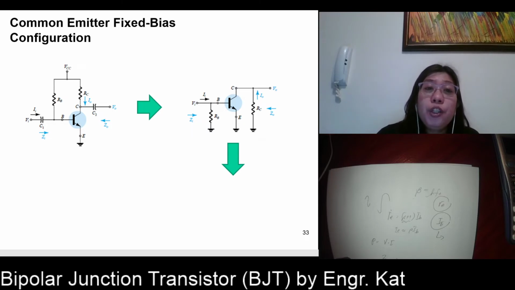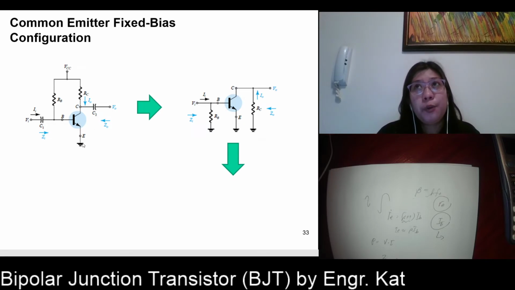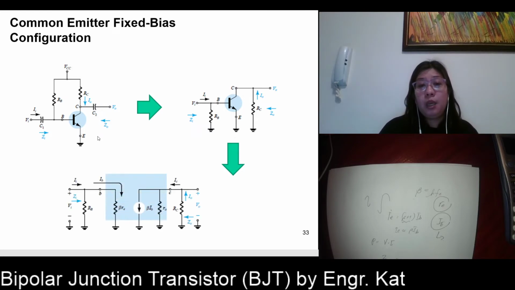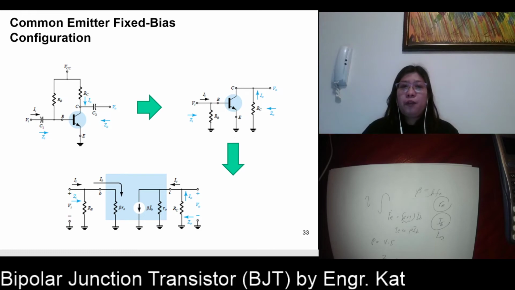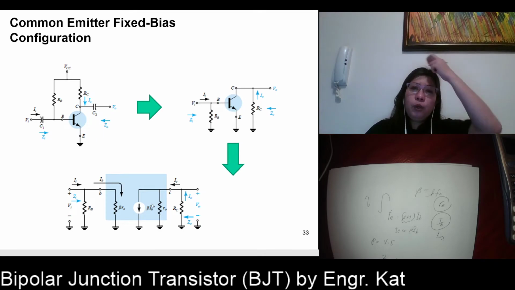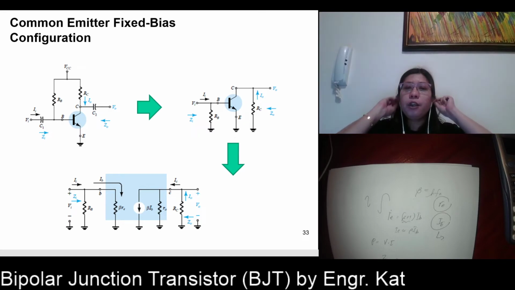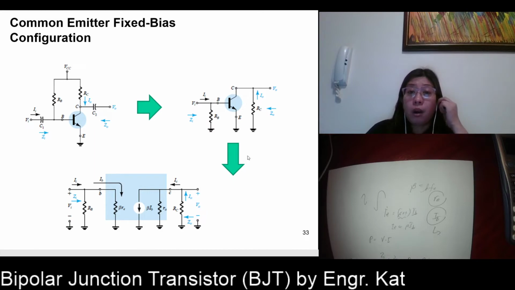What configuration is this? This is common emitter configuration. So what are we going to do? We're going to make use of the RE model for common emitter. This is the equivalent circuit now. Beta RE is your input, and then at your output, you have your beta IB, and then your RO, if you have an RO. We are now going to include the other parts of your circuit. We have here your RB. Where is RB connected? RB is connected at the base. So this is your base, and this is your RB.